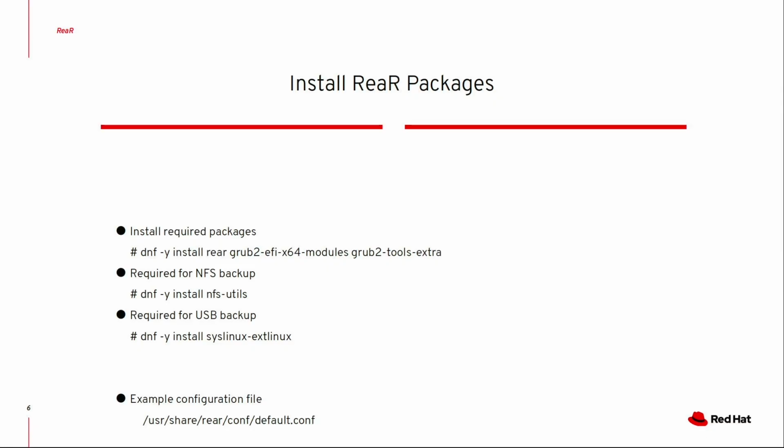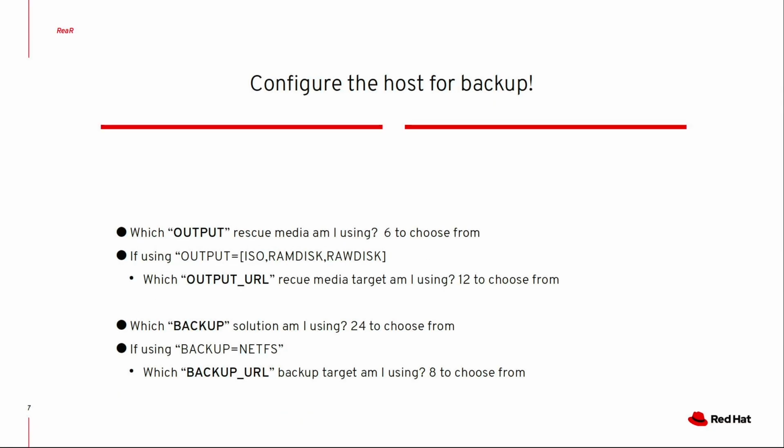And then it does dump out a nice, very verbose config file in /usr/share/rear/conf/default.conf. Highly documented, all the options are in there. So that's worth taking a look at when you are starting out. There's really two main types of config stanzas that we need to worry about.